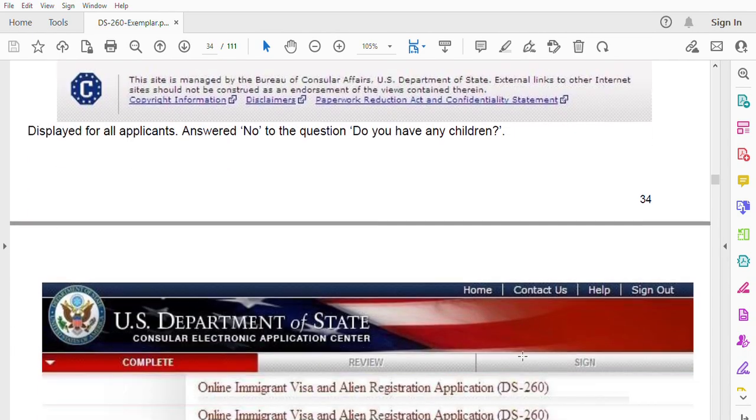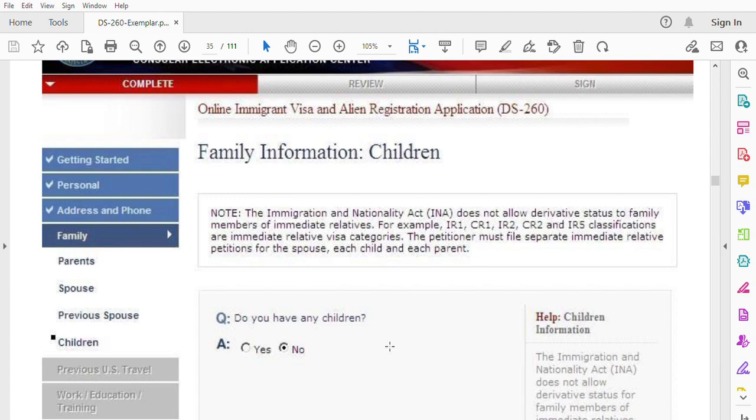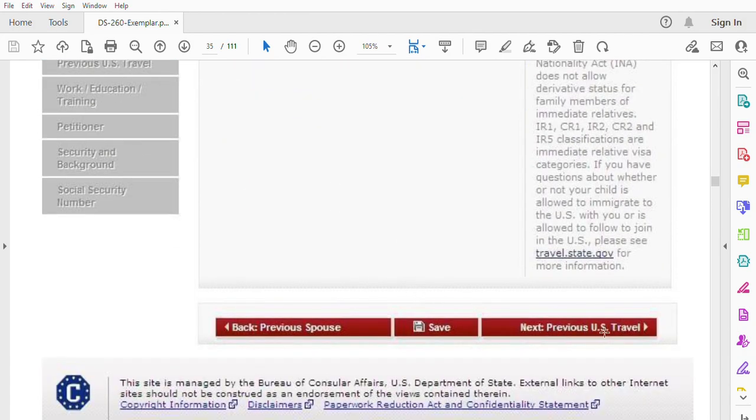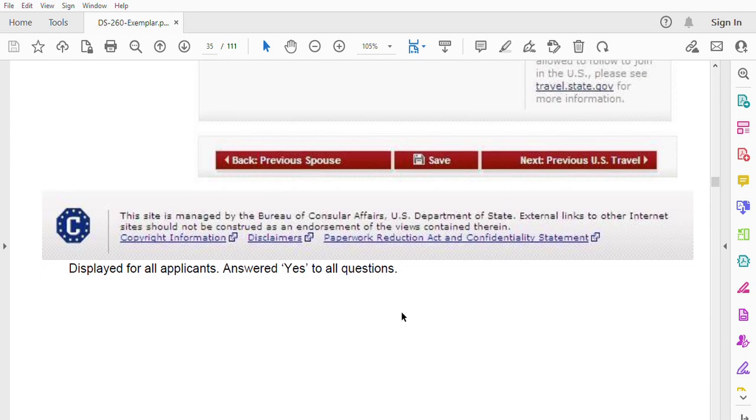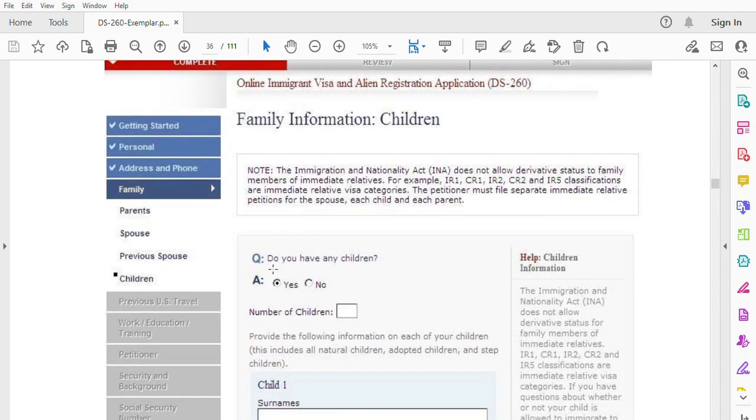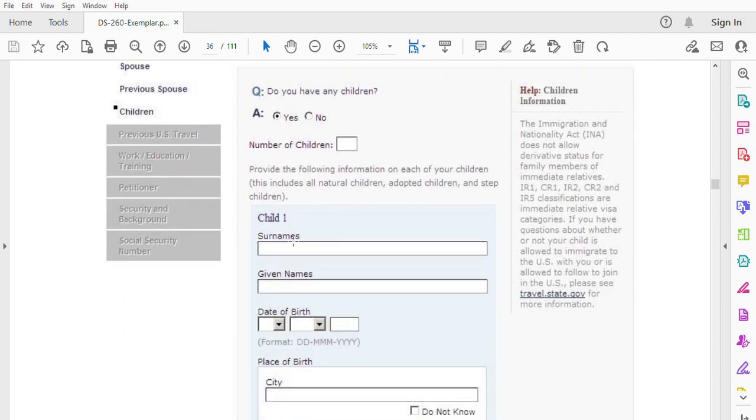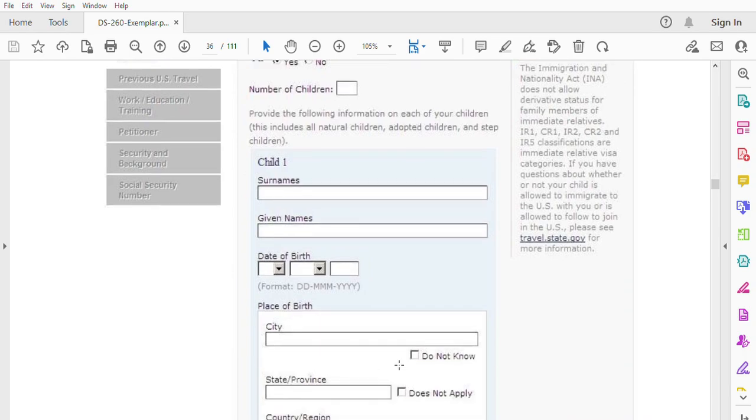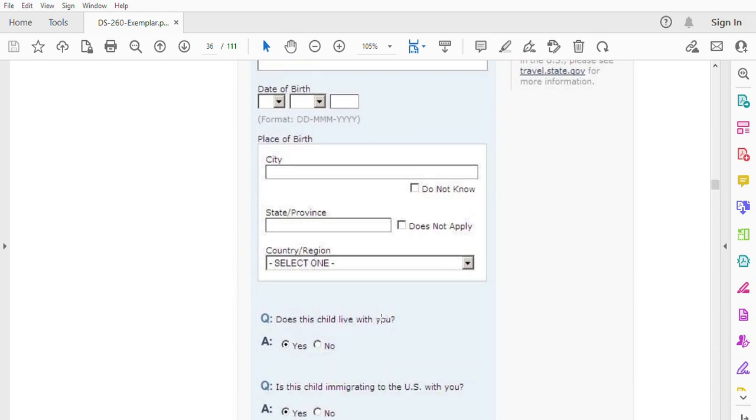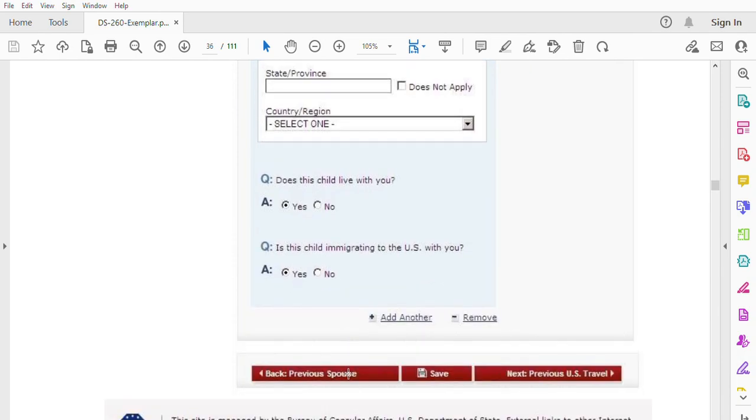You're gonna go to children if you don't have any. Now, it depends on your answer. If you said no, you're gonna go to next, preview US travel. If you said yes, this is where you're gonna answer them. Do you have any children? If you say yes, you put how many, and you start giving last name, first name, date of birth of that child, city, state, country or region. Does this child live with you? Of course, it's gonna be yes. Is this child immigrating to US with you? Of course, it's gonna be yes.